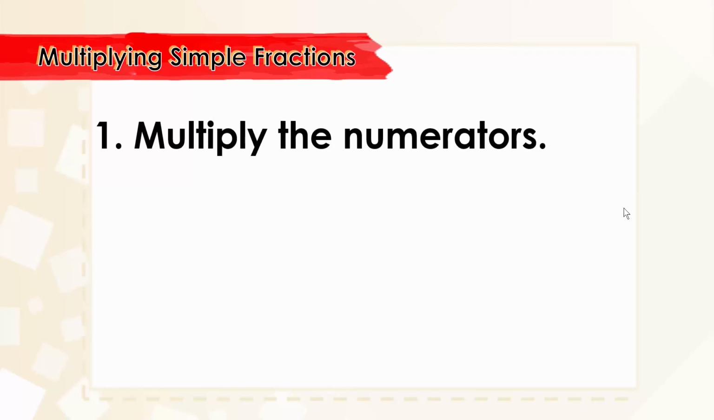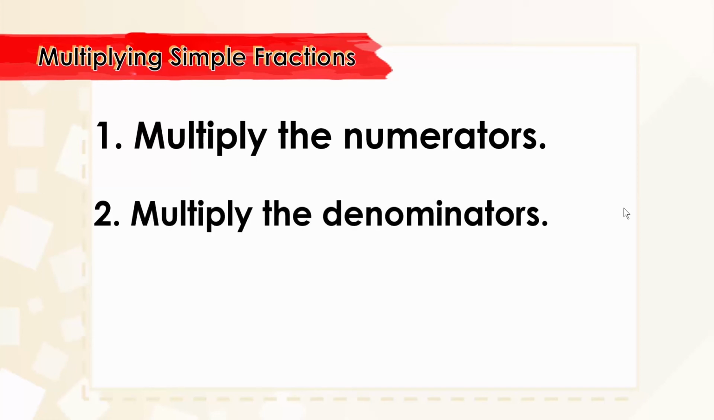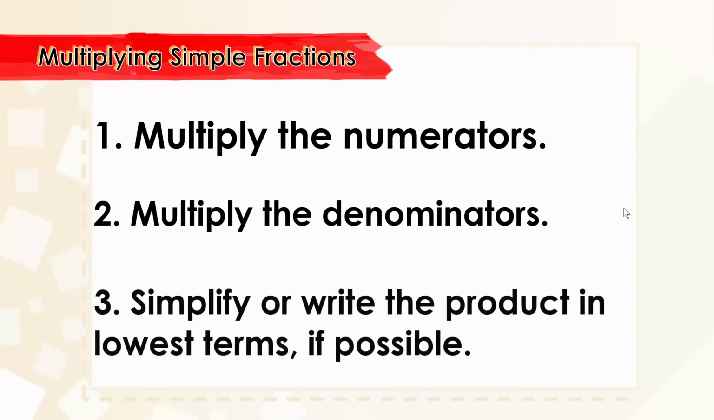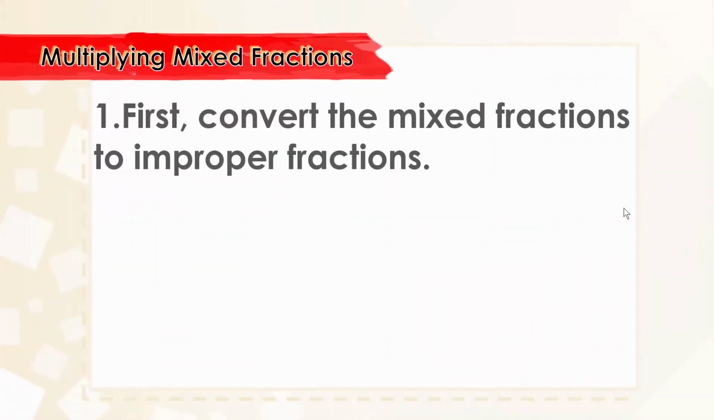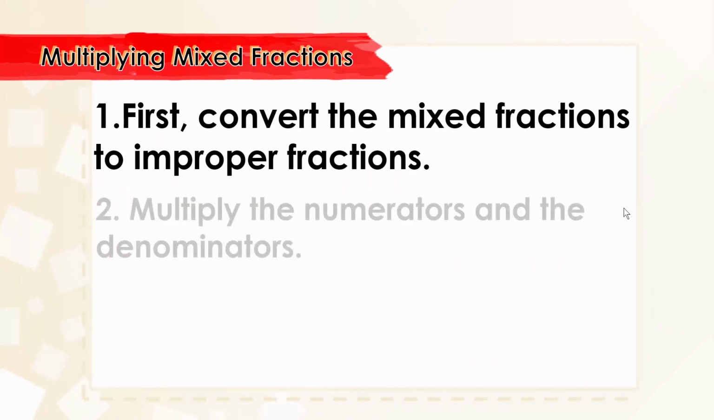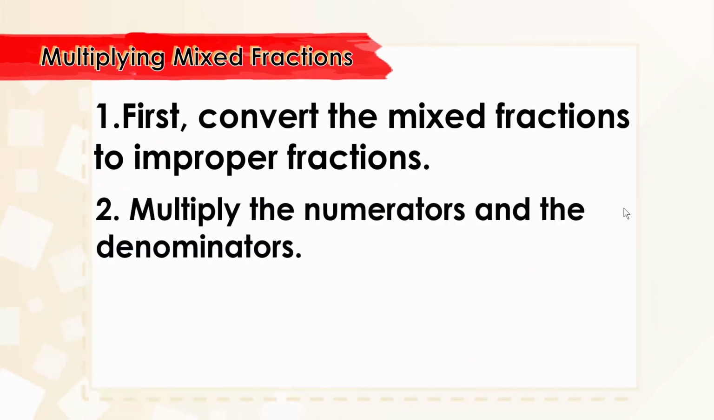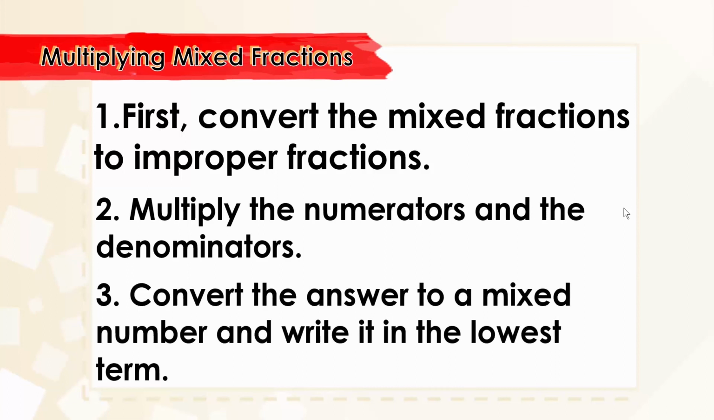Yay! We solved it! Let's have a recap on how to multiply fractions and mixed numbers. Number 1. To multiply simple fractions, multiply the numerators. Number 2. Multiply the denominators. And number 3. Simplify or write the product in lowest terms if possible. And to multiply mixed fractions, you must first convert the mixed numbers to improper fractions. Number 2, multiply the numerators and the denominators. Number 3, convert the answer to a mixed number and write it in the lowest term.